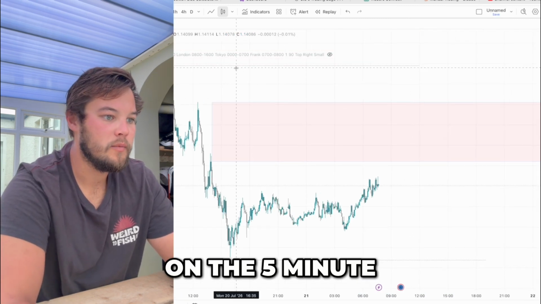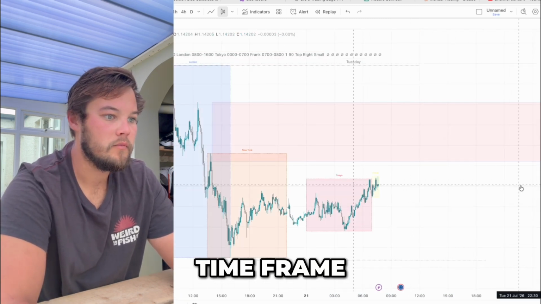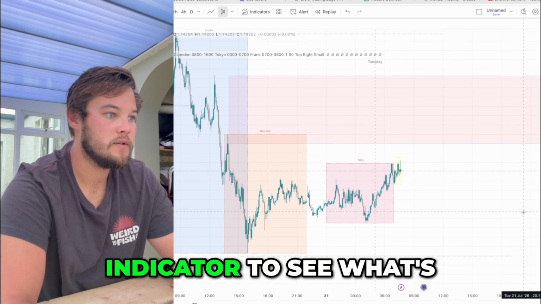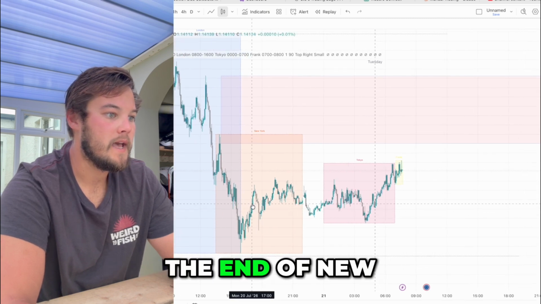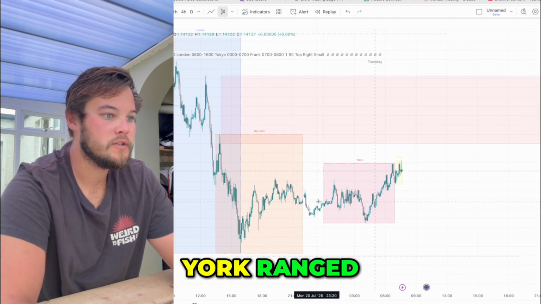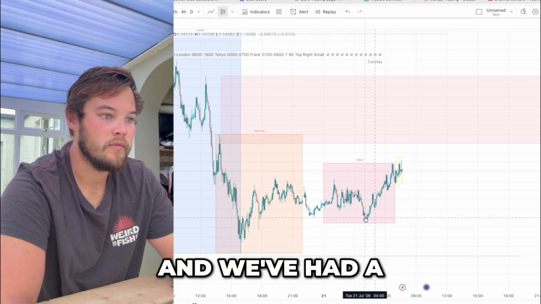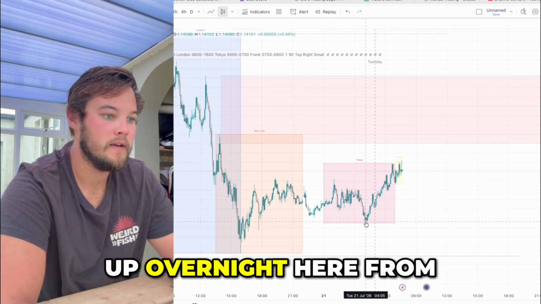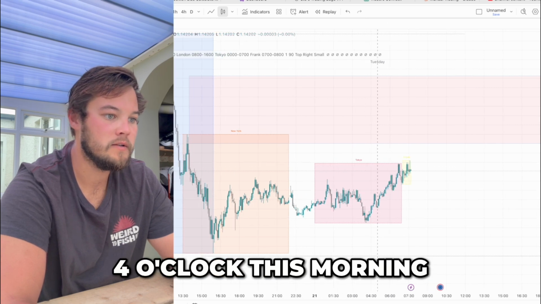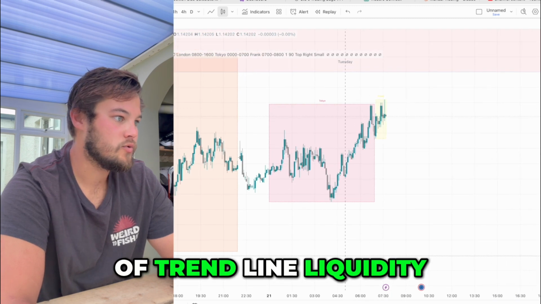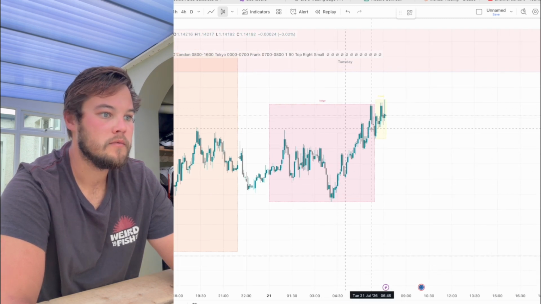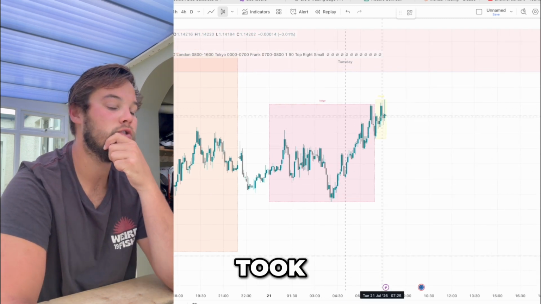On the 5 minute, which is the entry time frame, we use the sessions indicator to see what's happening. The end of New York ranged, Tokyo's ranged, and we've had a bit of a push up overnight here from 4 o'clock this morning. There is a bit of trend line liquidity that could possibly be taken.